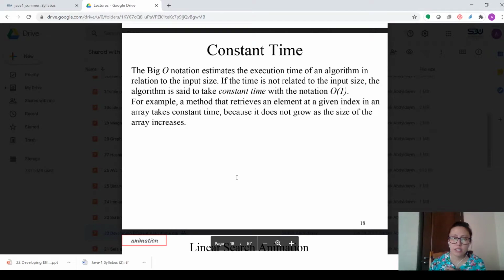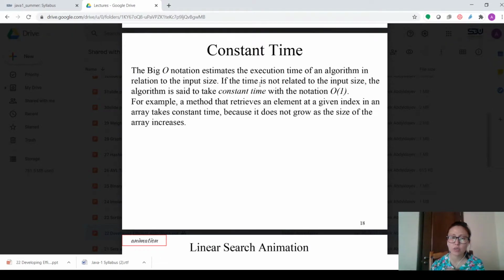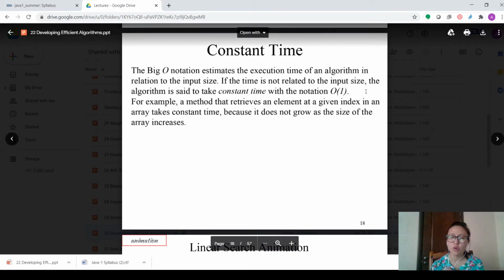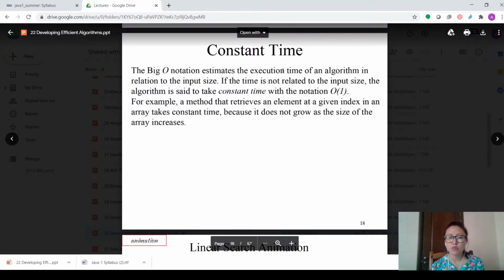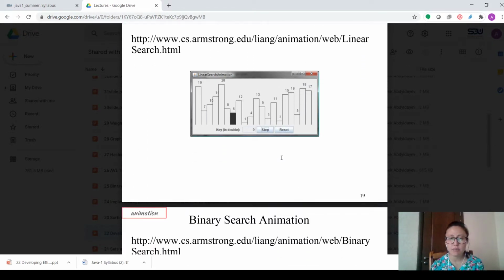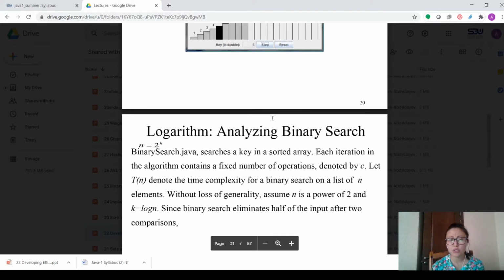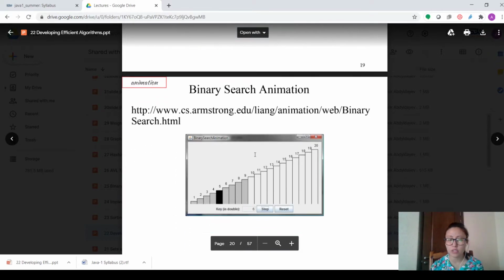The big O notation estimates the execution time of an algorithm in relation to the input size. If the time is not related to the input size, the algorithm is said to take constant time with the notation O(1). If the execution time of your algorithm doesn't depend on the input size, then notation will be O(1). Here are some examples with animations for linear search and binary search, and you can analyze the big O notations of them.